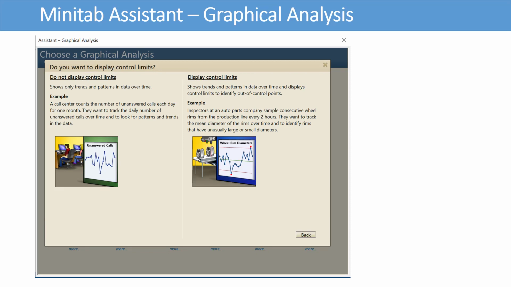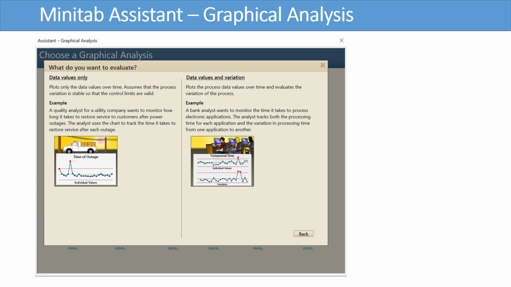So, if you click Display Control Limits, you get helpful content, including an example, to help you decide whether you want to display control limits or not. Again, click Back to go back to the entire flowchart. If you click What do you want to evaluate, you get helpful content to help you decide what you want to evaluate.